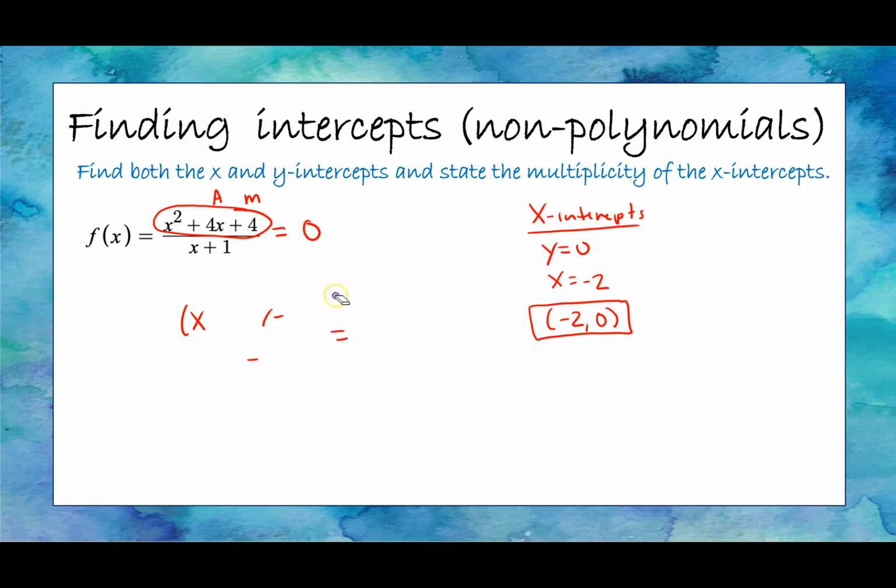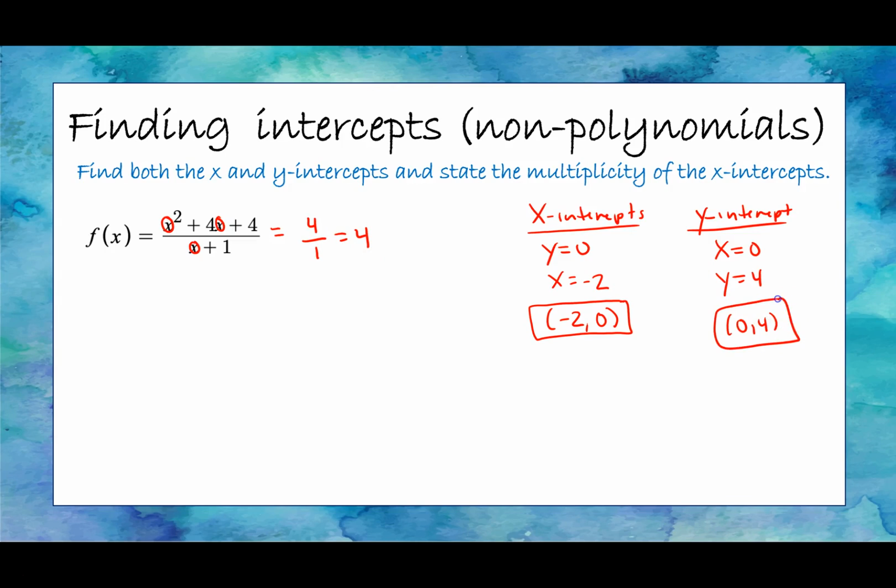All right, last thing that we have to do here is we are going to find the y-intercept and then talk about the multiplicity of the x-intercepts. So my y-intercept is going to be where I set my x value equal to 0. So that's going to be a 0 squared plus a 4 times 0 plus a 4. So this is going to be 4 over 1 equals 4. So this is going to give me the coordinate 0, 4 for my y-intercept.